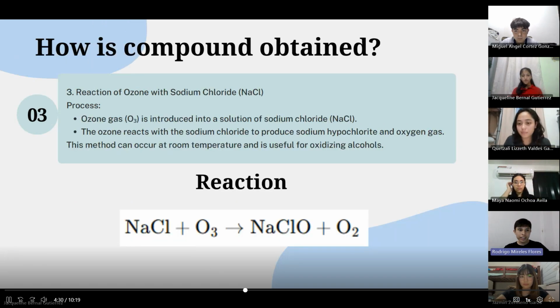The third way to obtain it is the reaction of ozone with sodium chloride. Ozone gas is introduced into a solution of sodium chloride. The ozone reacts with the sodium chloride to produce sodium hypochlorite and oxygen gas, and this method can occur at room temperature and is useful for oxidizing alcohols. And here we have the reaction formula.